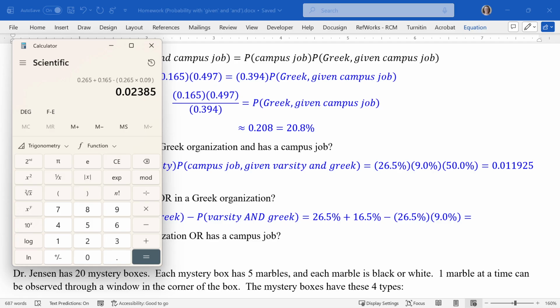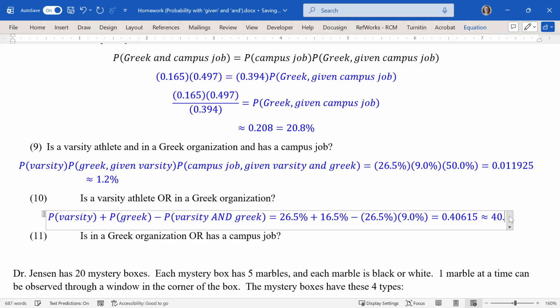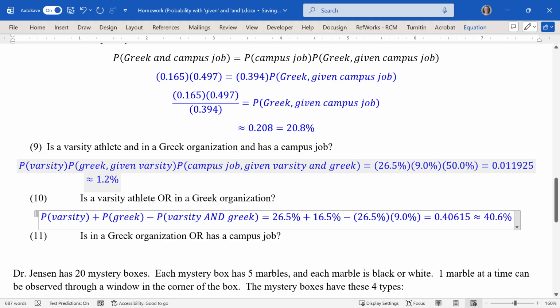0.09, close parentheses, hit enter. Okay. So we're getting 40.6%, approximately 40.6%. So it should be an answer that is more than the individual probabilities of the two events, either one of them. So 40 is more than either one of those, and it should be either the same or less than the sum of those two.